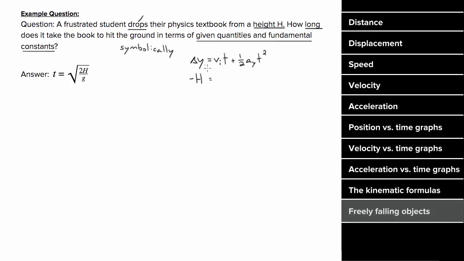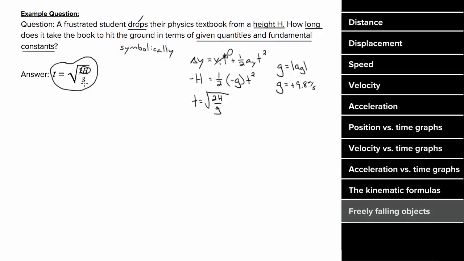The book was dropped, that means the initial velocity was 0. The acceleration due to gravity in the y direction is negative 9.8, but since we're solving this problem symbolically, we're not going to use an actual number. We're going to represent this as negative little g. What we mean by little g is the magnitude of the acceleration due to gravity, which means little g is positive 9.8. Since the acceleration due to gravity is negative 9.8, we can represent the acceleration due to gravity as negative g. Now we can solve for our time, and we get the square root of 2h over g, which is our symbolic answer in terms of given quantities and fundamental constants.